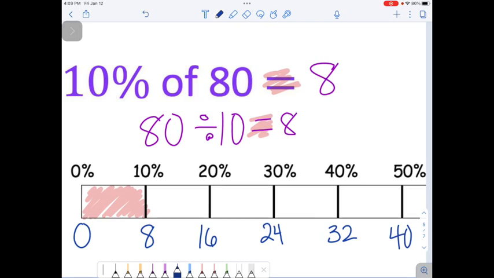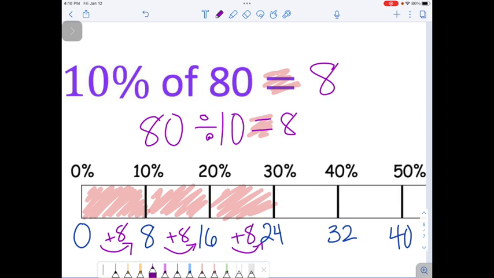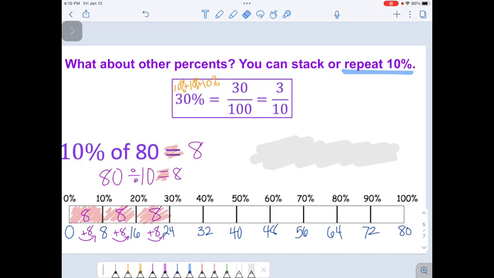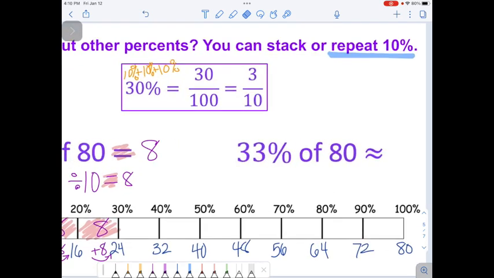Well, if I use this bar, I can see that I can keep on going until I get to 30%. But look down here on the bottom. We plussed 8, we plussed 8, and we plussed 8. This red bar is worth 8 every single time. So if I can find 10%, and I know it's 8, then I need 3 8s to find, sorry, to find 30%. So this problem says 33% of 80 is about.